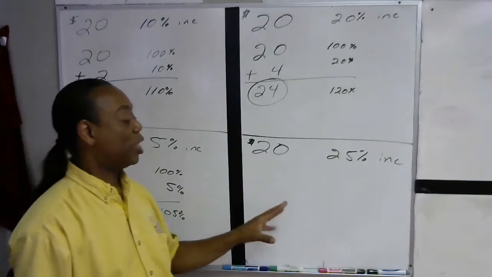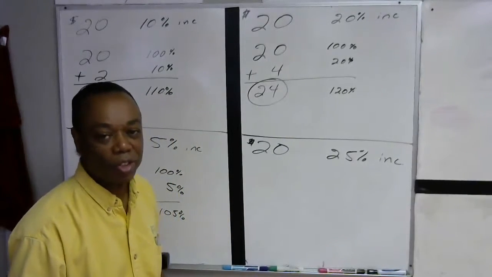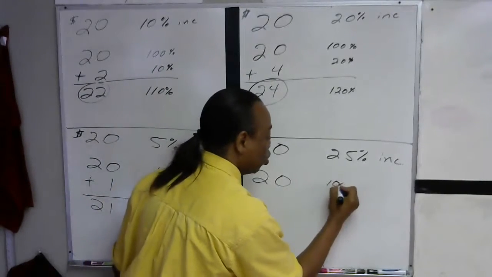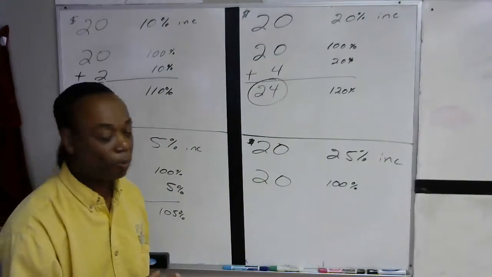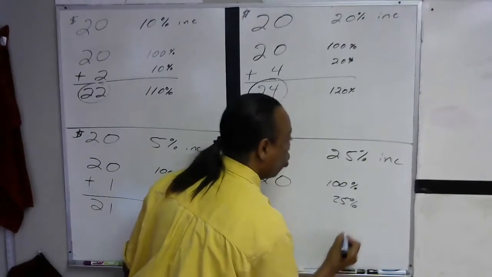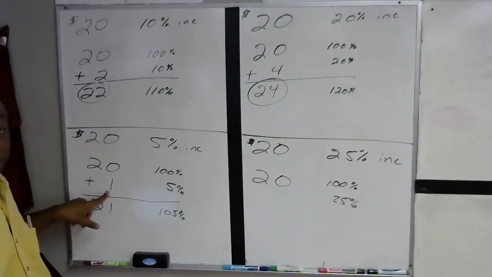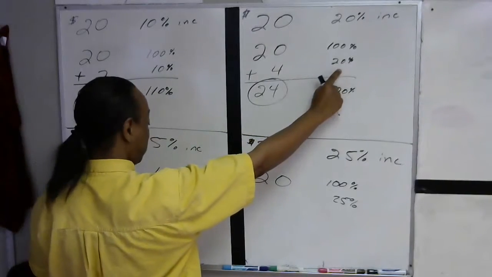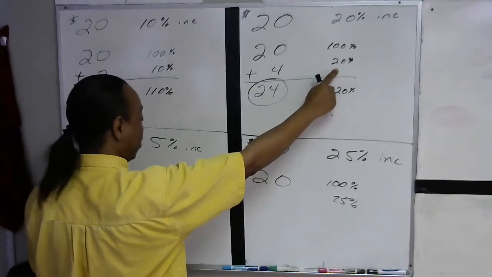Okay, the last one is a 25% increase. Okay, easy. I'll show you. First, you start off with 20, and you recognize or label that as 100%. That's the original number that we're dealing with. Now, to find 25%, we're going to look at our 20% number and our 5% number. And we're going to put these two numbers together. Putting a 20% and a 5% together actually makes a 25%. So 20 and 5 gives you 25.